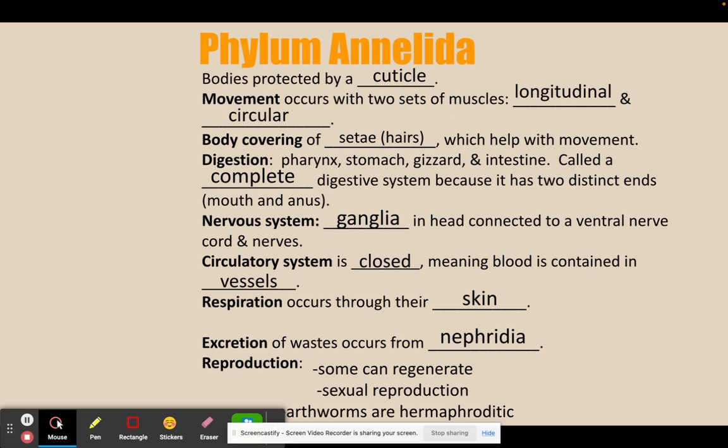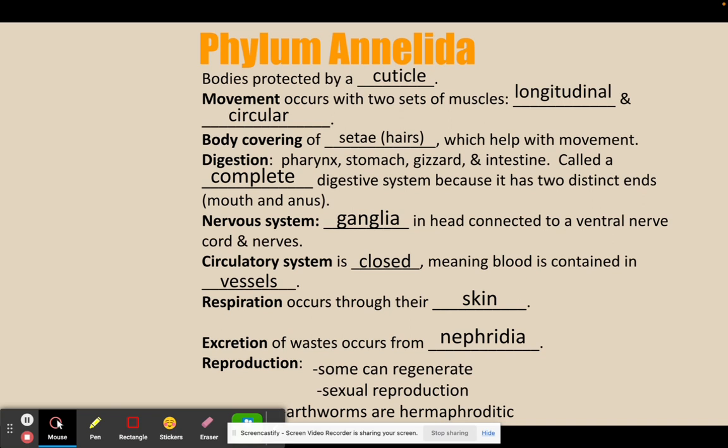They do have a complete digestive system. What this means is that they have two distinct ends. They have a mouth where the food goes in, and they have an anus where the waste leaves. So it's on opposite ends of the organism. It's a complete digestive system if it just goes in one direction. It enters in through the mouth and it exits through the anus.